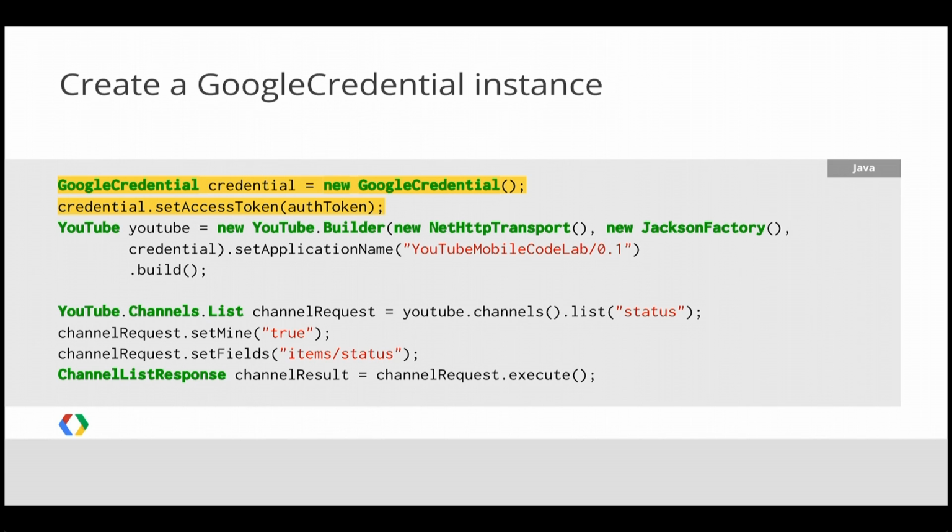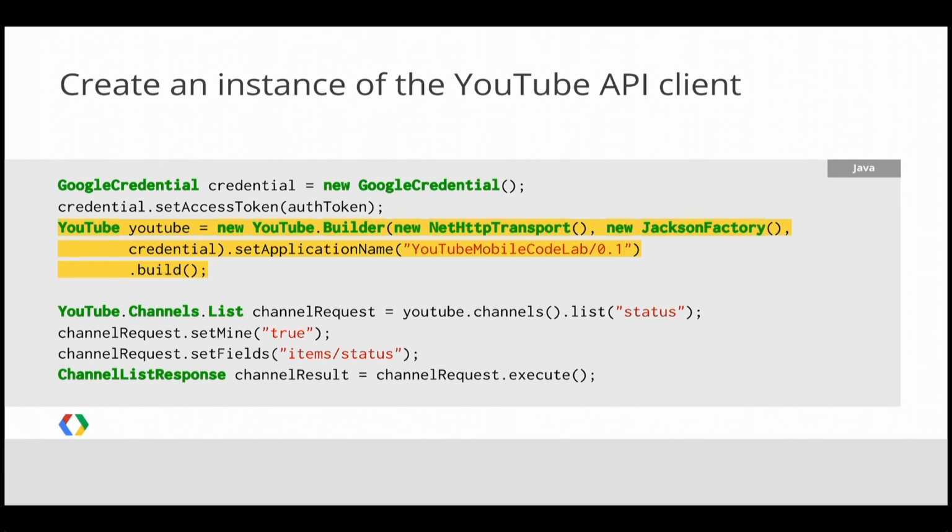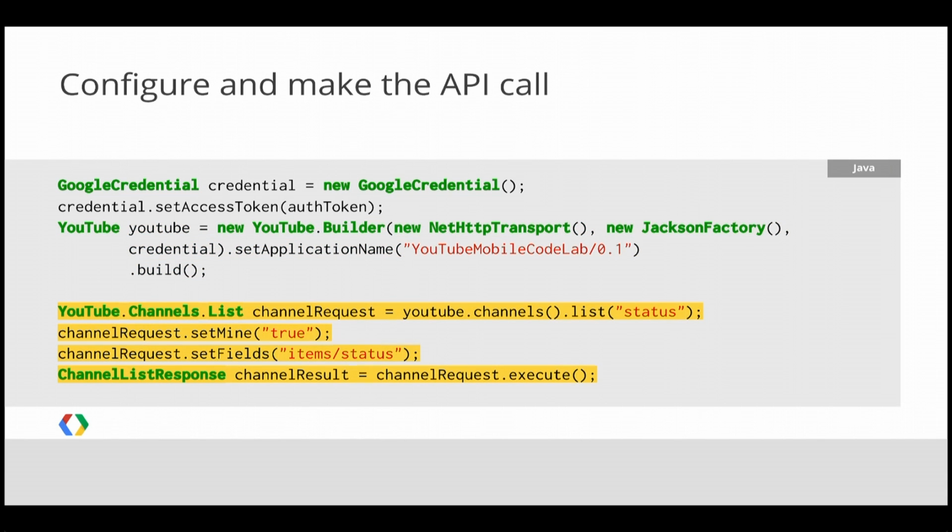We set the access token. And that's the thing we talked about earlier. You get this back using either Play Services or GTM OAuth. We create an instance of the YouTube client. We have to pass an HTTP transport, and a Jackson Factory, which is a JSON processor. Now let's go ahead and make the actual API call. And the API call that we're making is to list the current user's channels, right? Let's see if this user has any channels.